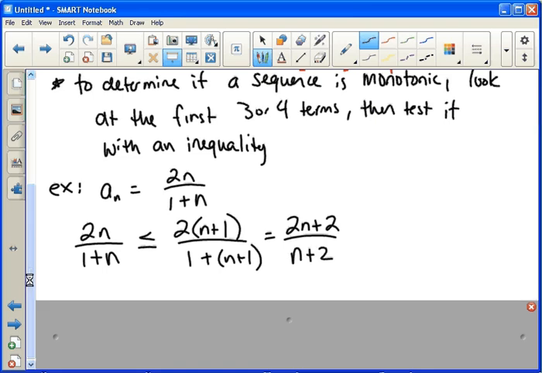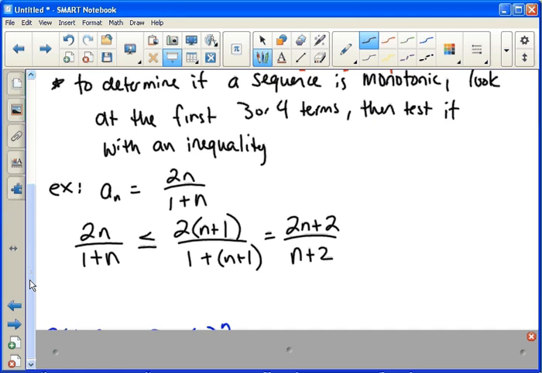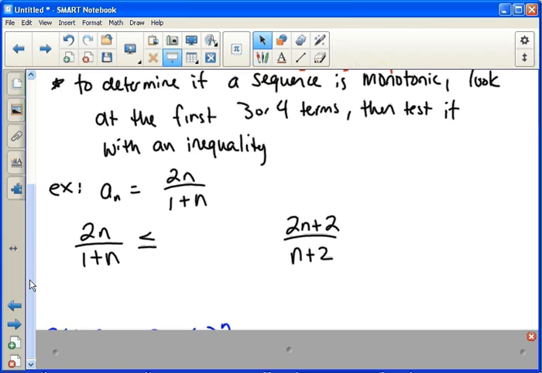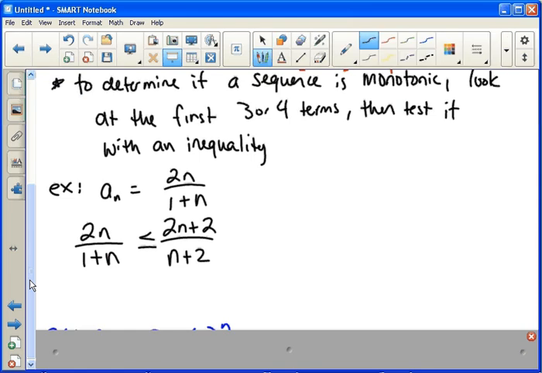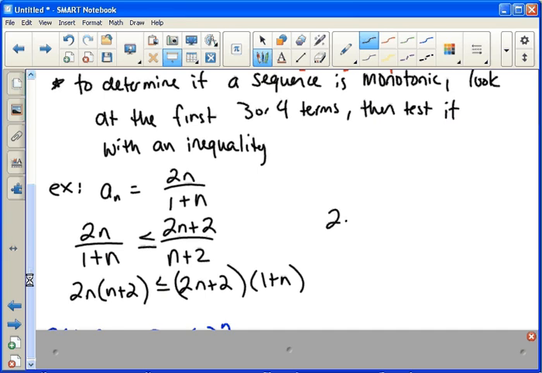Okay, so now I'm going to cross multiply. So I'm just going to replace this with its new form here. All I did was simplify, and then I'm going to cross multiply. So I get 2n times n plus 2 is less than or equal to 2n plus 2 times 1 plus n. And over here on the right I'm going to distribute, so I get 2n squared plus 2n less than or equal to, and if you FOIL all this, you should get 2n squared.